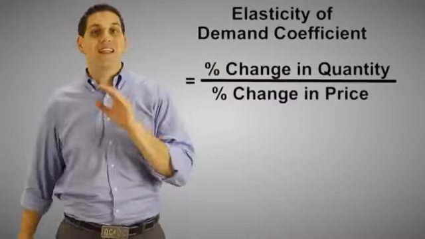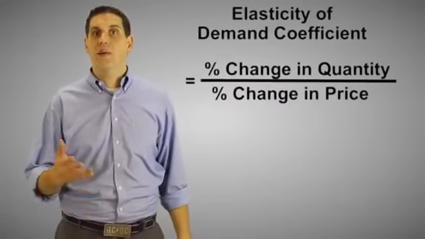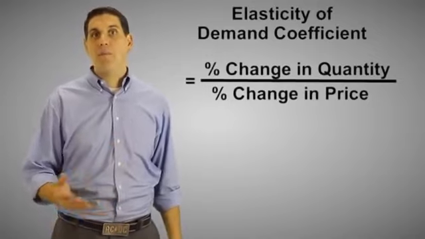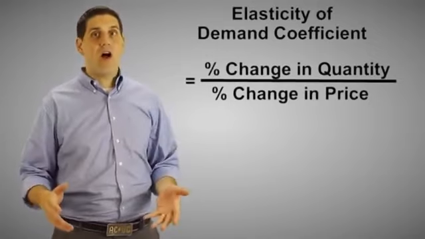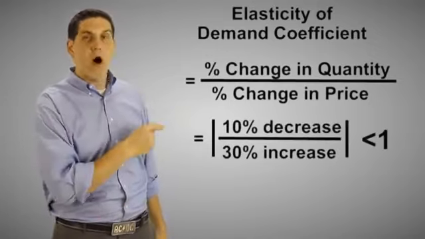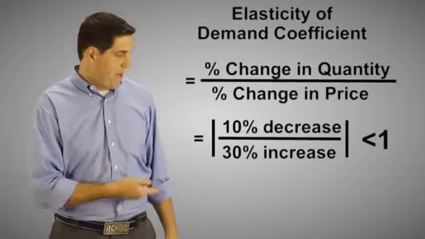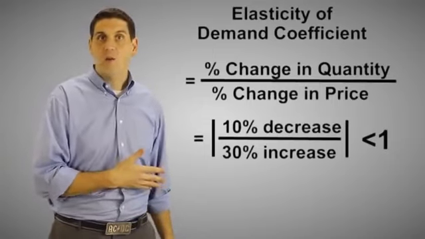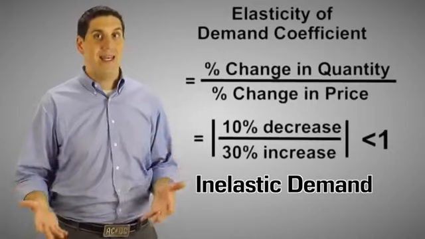It's not that hard. The elasticity of demand coefficient is the percent change in quantity divided by the percent change in price, which is not hard at all. All it's trying to say is that when there's a small change in quantity, when there's a big change in price, this number is less than 1. And if it's less than 1, it's inelastic demand.